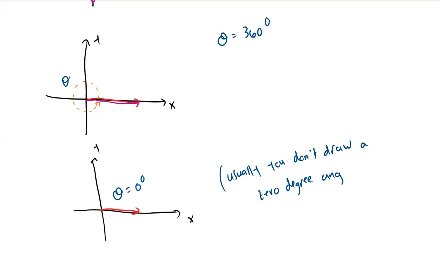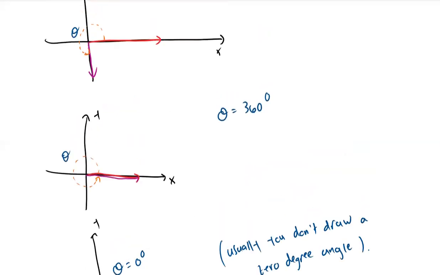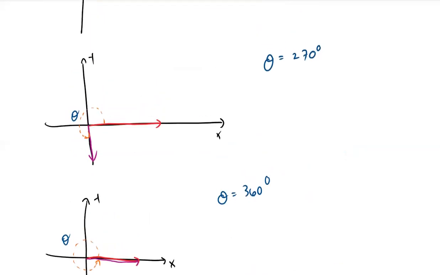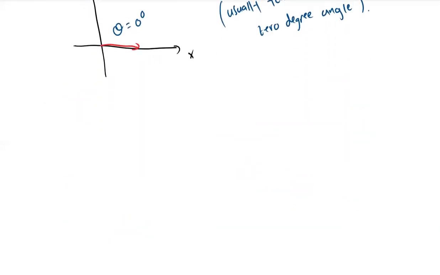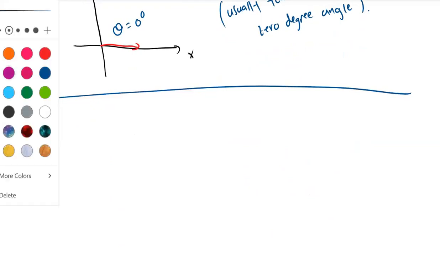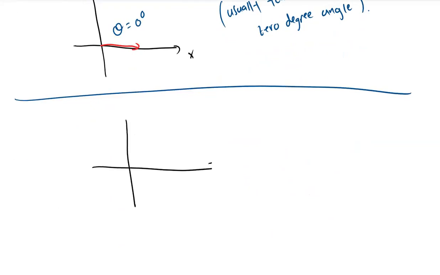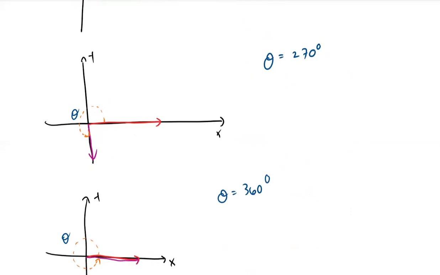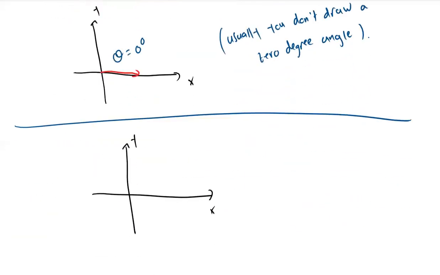And of course, all of these angles that I drew, you can make them negative, just move in the clockwise direction. So for example, let's say I want to do negative 270 degrees. Well, I know what 270 degrees looks like. Now I just want to move in the clockwise direction. So I want to move 90 degrees 3 times in the clockwise direction.